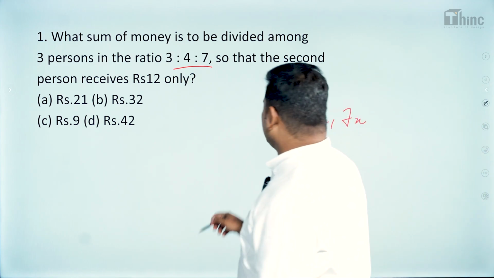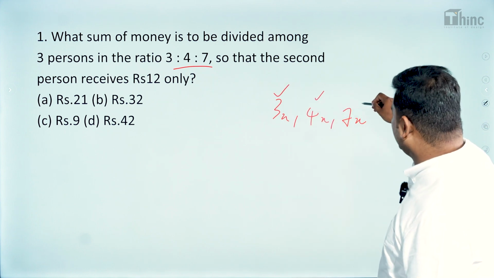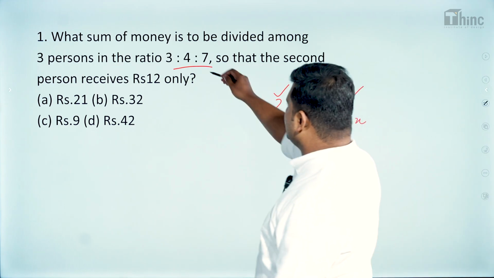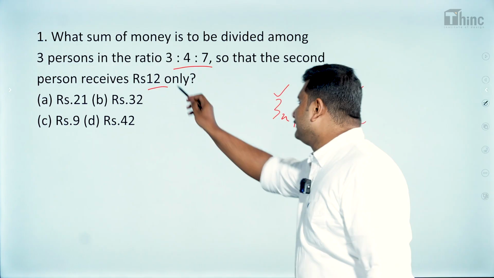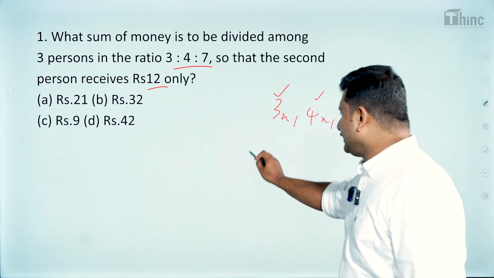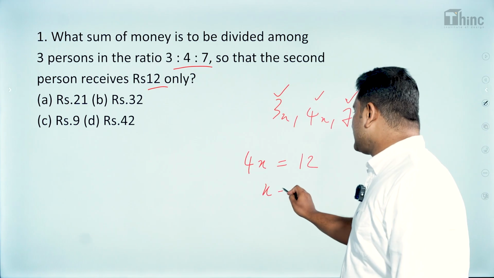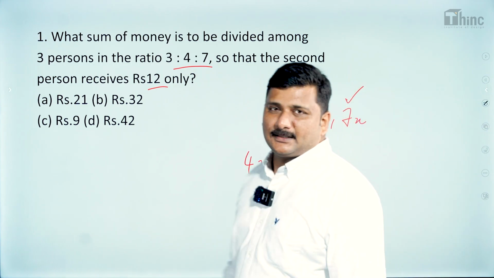And what is the first person receiving? That is 3x. What is the second person receiving? That is 4x. And what is the third person receiving? That is 7x. Because what each person receives is in this ratio. And it is clearly given that the second person receives rupees 12. So 4x is 12. That means x is equal to 12 by 4, which is nothing but 3. So x is 3.